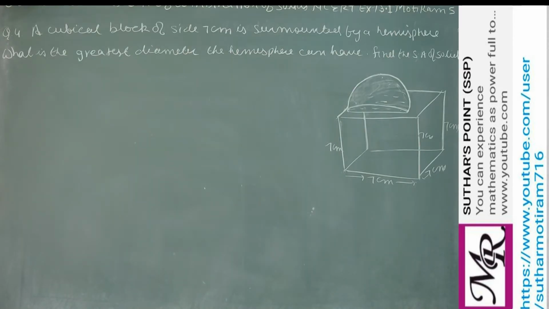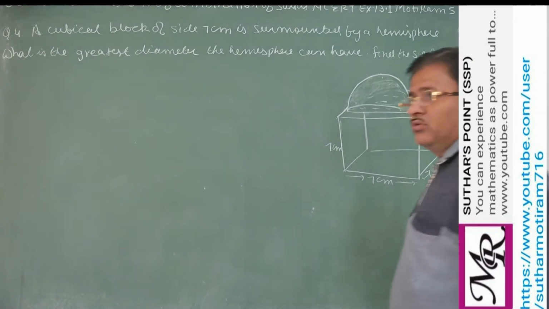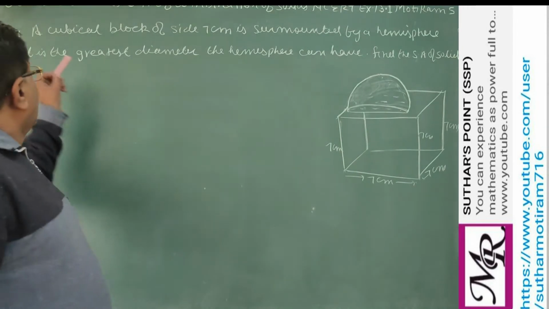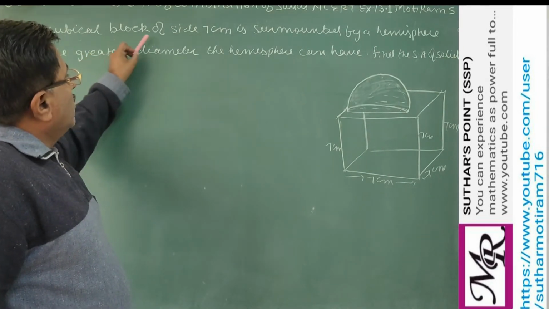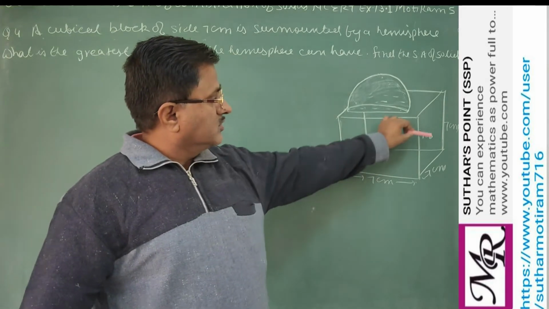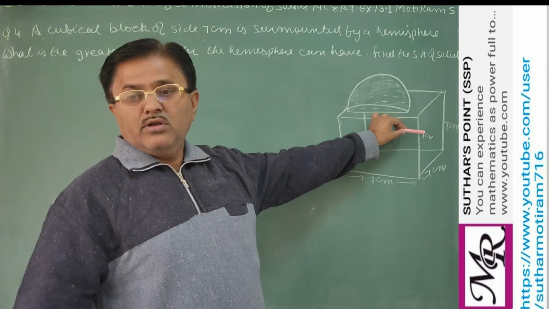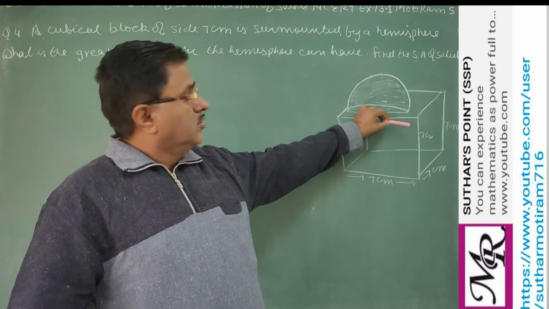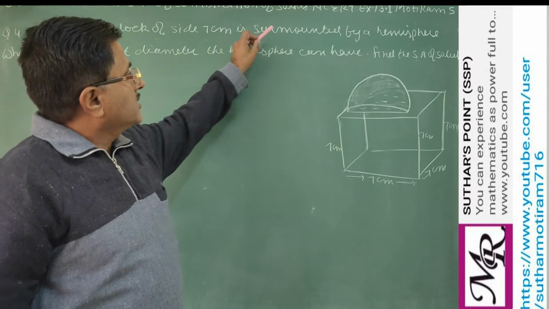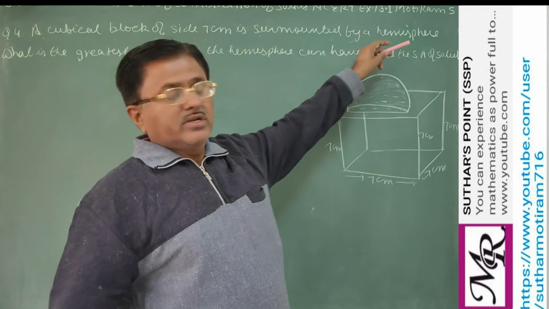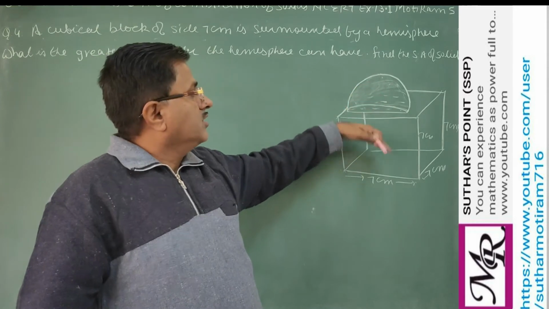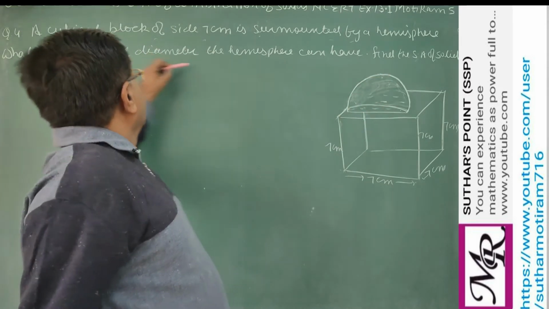Next problem C. Question number 4. State that a cubical block of size 7 centimeter. We are given a cubical block. This base is in the form of a cube of size 7 centimeter, surmounted by a hemisphere. It is surmounted by a hemisphere. Means इसके ऊपर एक hemisphere हमने रख दिया है.